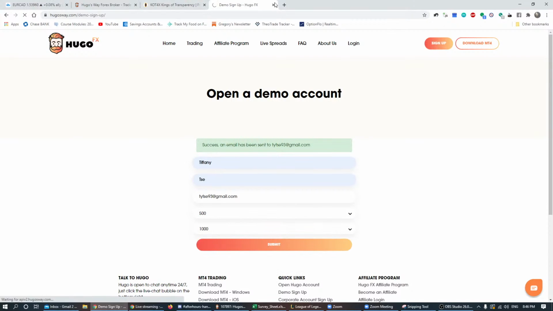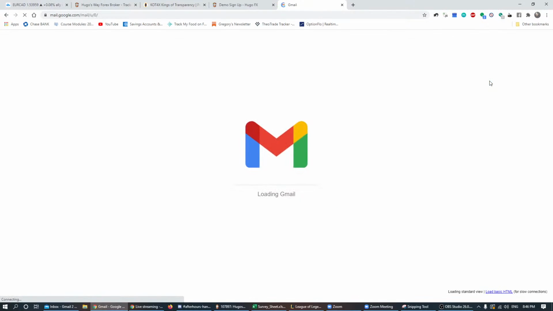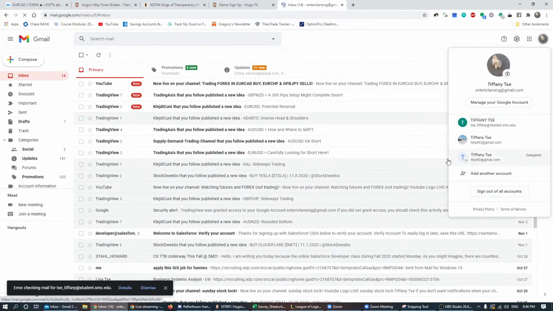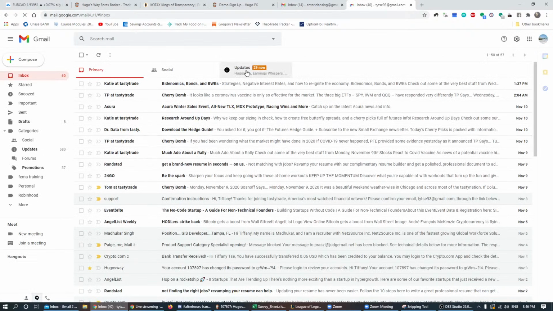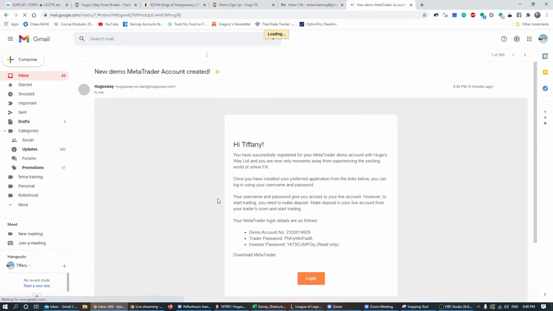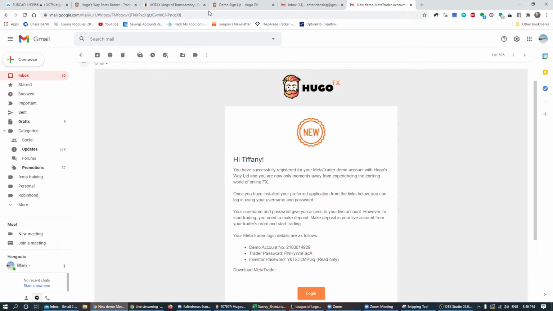Okay, so if I go to my email, so I sent it to my Gmail, and then I'm just gonna go to my email, and then we're going to find that email. They're going to send you a demo account password. So this is your demo account, this is your password. So what you do, you're going to enter it into MetaTrader 4, and then you're going to enter this trader password. So that's your password where you're going to trade with. So that way you can get started.